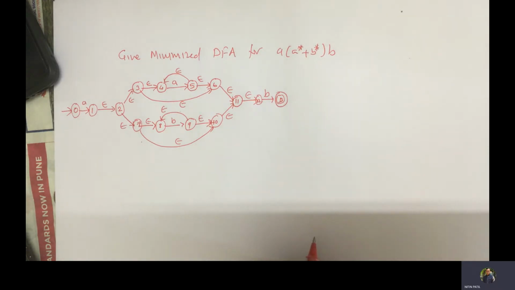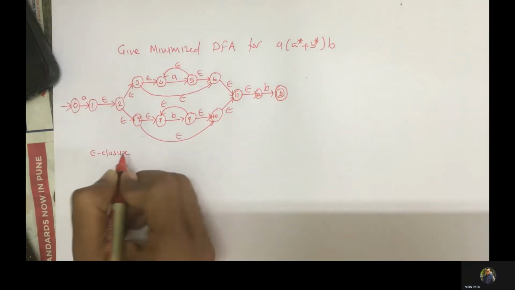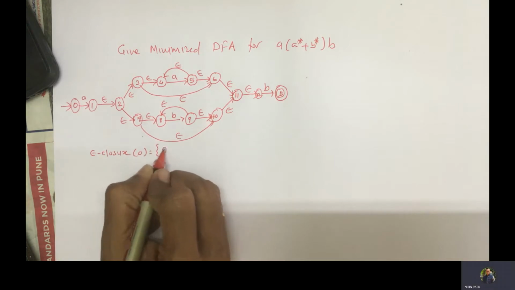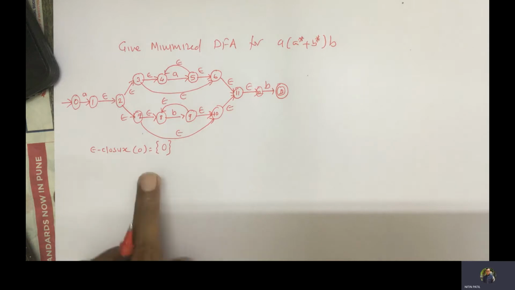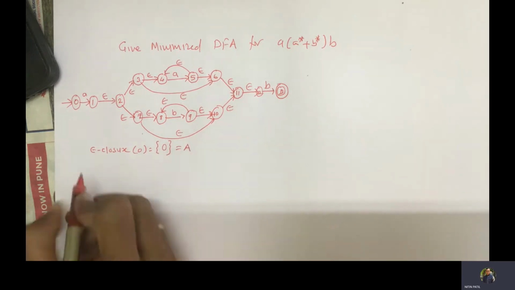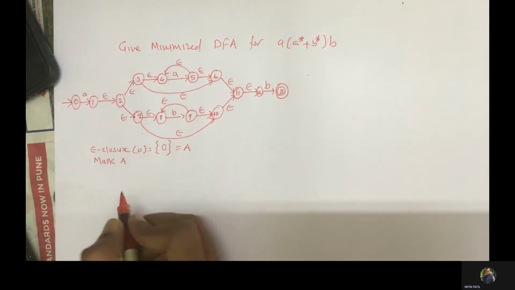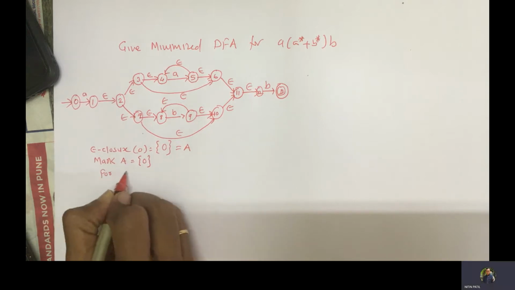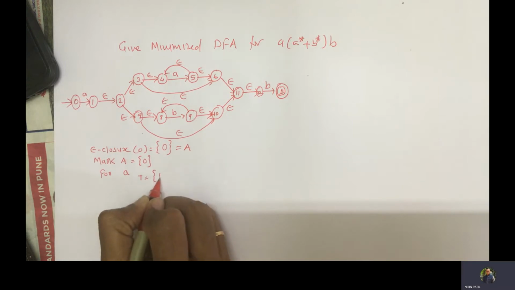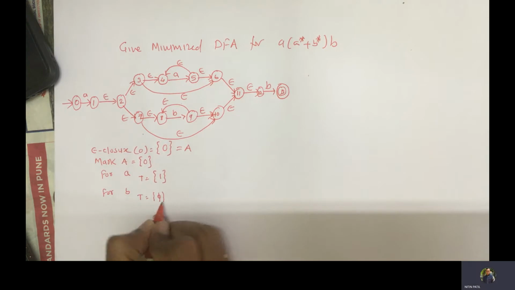Fine. So first of all, we need to compute the epsilon closure of the initial state. What is the epsilon closure of the initial state? It would be 0 only. Correct. Now we'll give this 0 the name A. Mark A. And with this state, for A, T is 1. For B, T is 5.